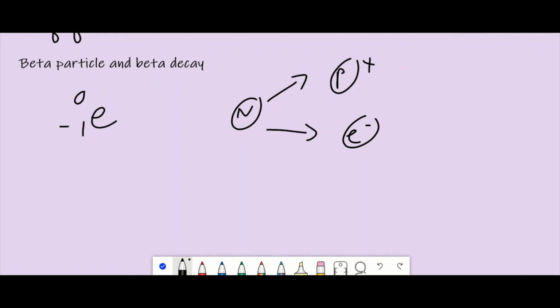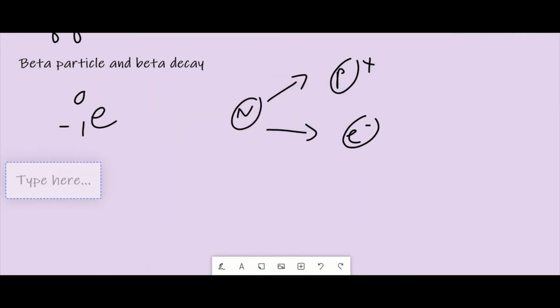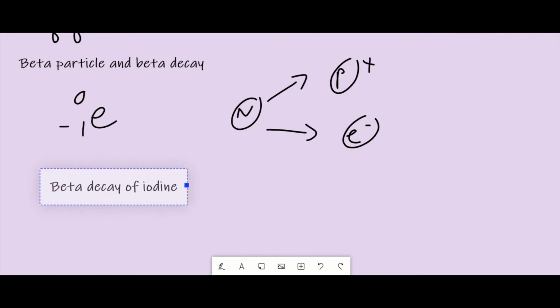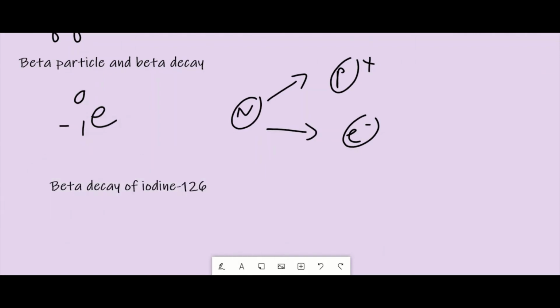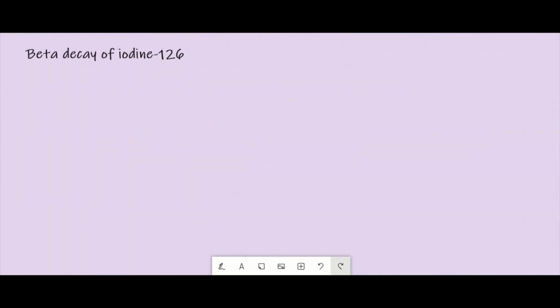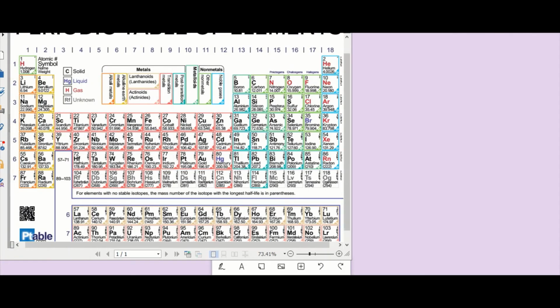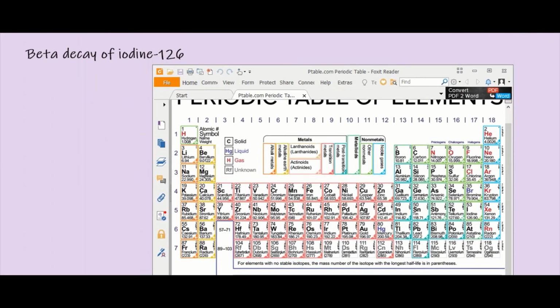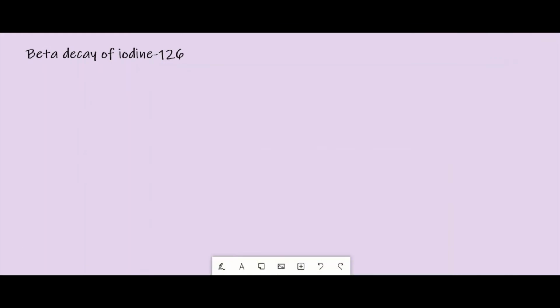I'm going to show you an example of the beta decay of iodine 126. So I'll just type it right here. Beta decay of iodine 126. Remember that 126 is representative of the mass of iodine. So let's pull up a periodic table and see where iodine is. Iodine is right over here. It's atomic number 53, and the mass number says 126.9, which would round to 127, but again, we're using an isotope, which is 126.